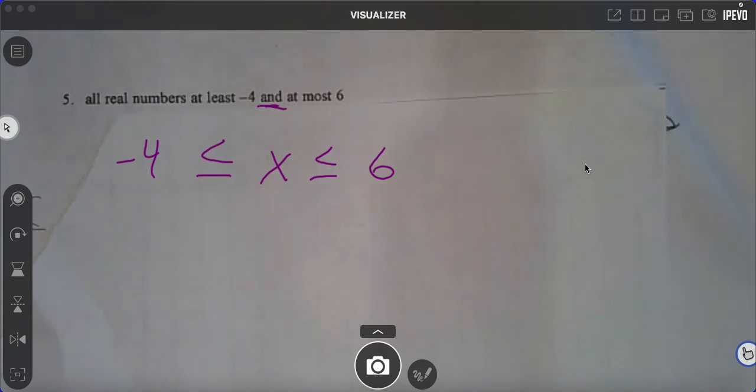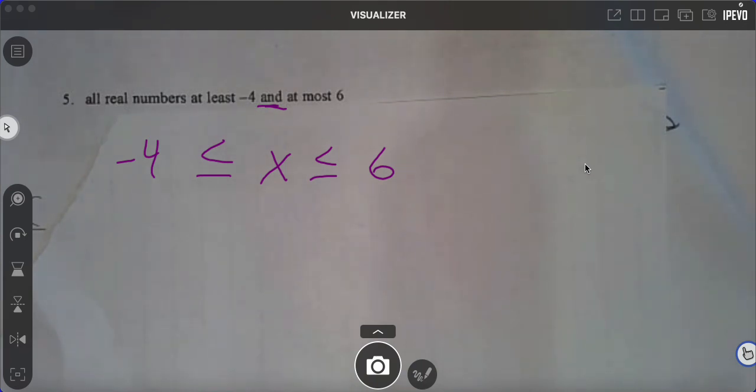Now today's problem is totally different. It has the word or, and it was taking us the opposite direction. It said we were greater than 6 or we were less than -4. It was going that way. Yesterday's problem was and, so we were between the two numbers.